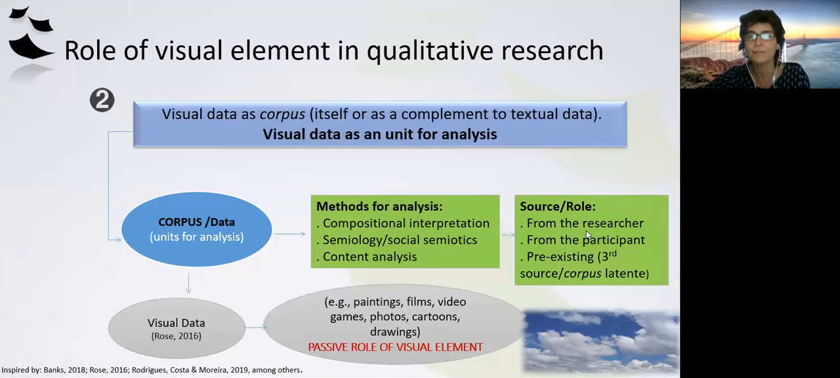Or we can have another role of visual element in qualitative research: the visual as data. We have visual, but not as a method, but as data. We have pictures to analyze. And we have the visual data as corpus. That can be itself, for instance, a work done only with visual material, or we can use visual data to complement the textual data. So we have here the visual data as a unit for analysis.